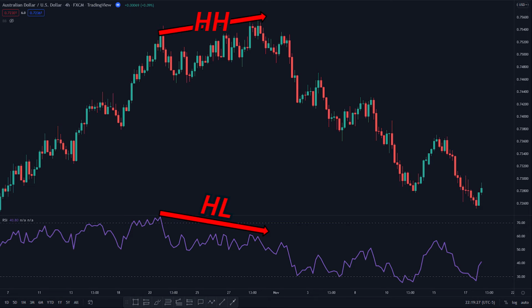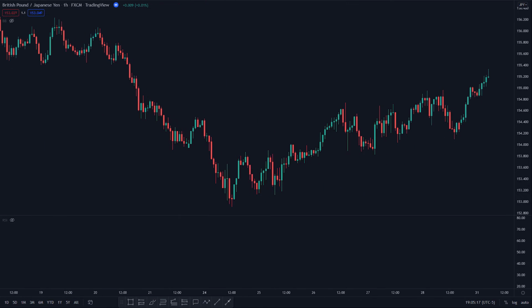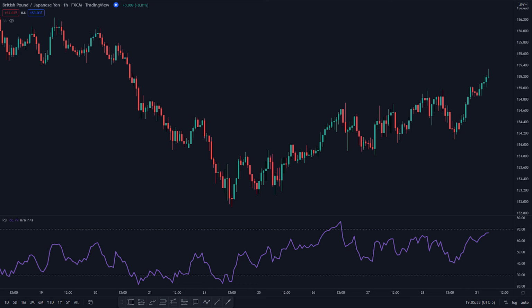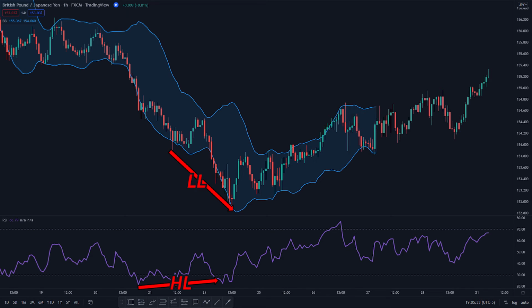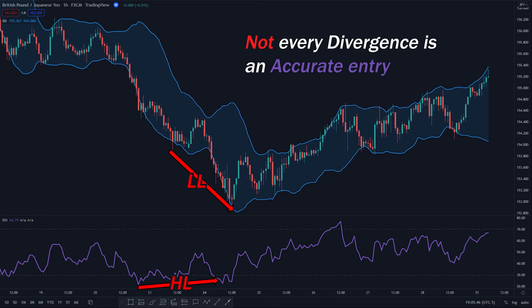So in addition to just using the RSI to look for overbought and oversold signals, we are going to trade divergences. Okay, so by now you've already learned how the RSI indicator works, what a divergence is, how Bollinger Bands interact, and also make sure to understand that not every breakout or divergence is an accurate entry.